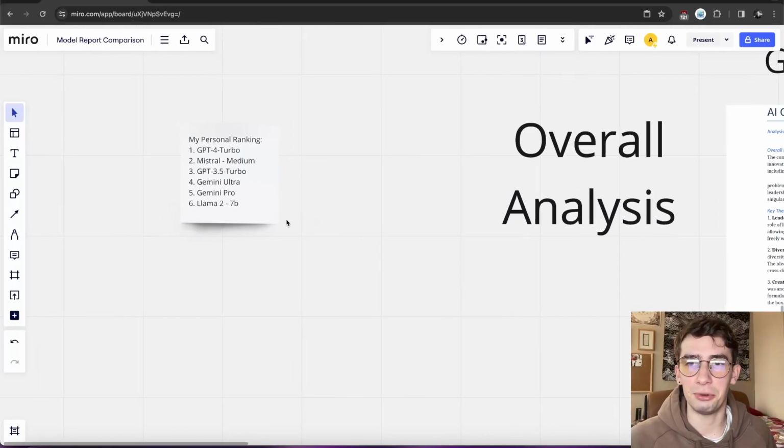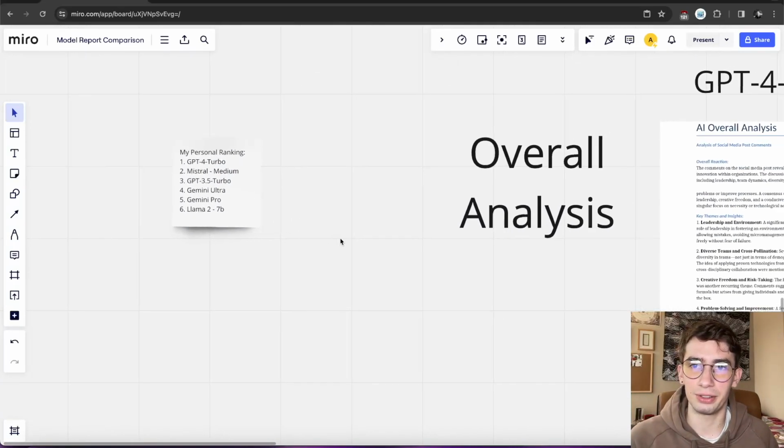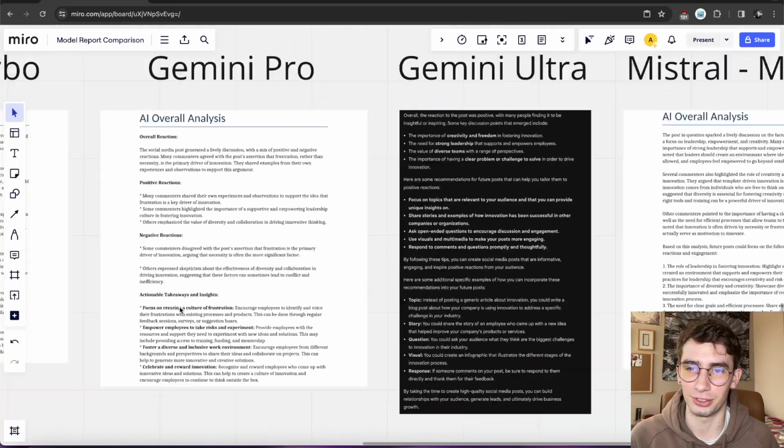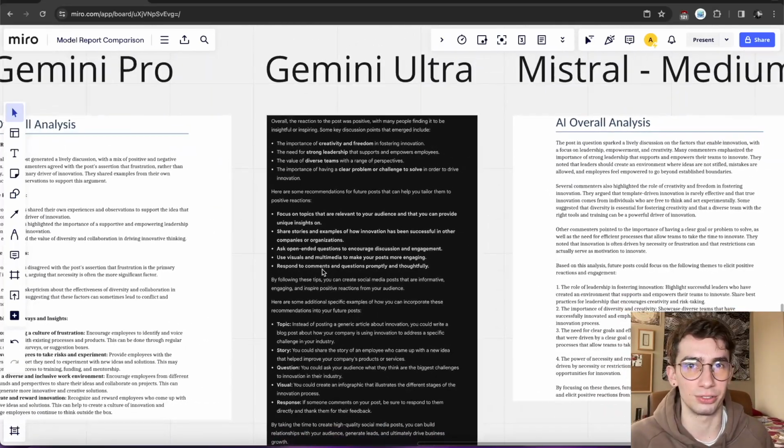The latter half, I was generally disappointed with. Gemini Ultra, Gemini Pro didn't really get well or good or to the point at all from what I was looking for. Gemini Pro started off really strong with this overall positive and negative, but then the takeaway is to focus on creating a culture of frustration, not exactly what I was looking for.